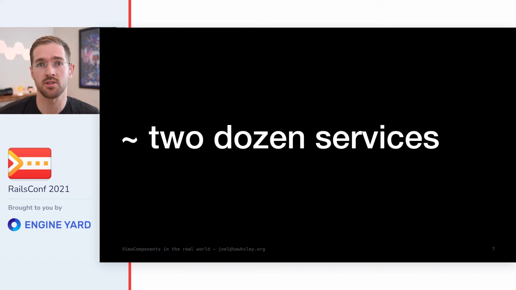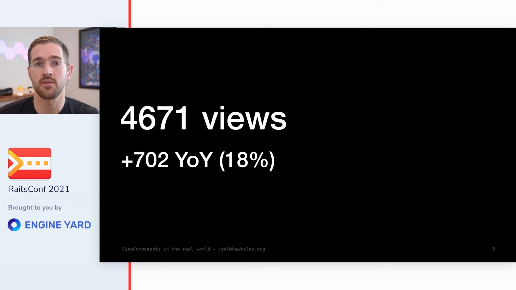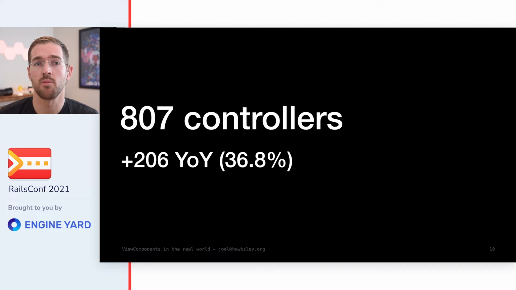We've extracted around 24 services at this point into what some people call a Citadel architecture. A lot of our services are written in Go and include functional areas such as webhook delivery. But most of GitHub is a Rails monolith, and it's a big monolith that's growing quickly. We have almost 600 models, of which we've added about 33% in the past year. We have almost 4,700 views, of which we've added about 20% over the past year. And over 800 controllers, almost 37% of which we've added in the past year.